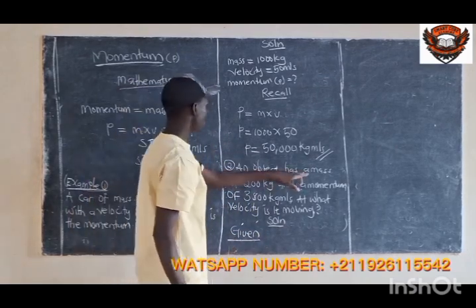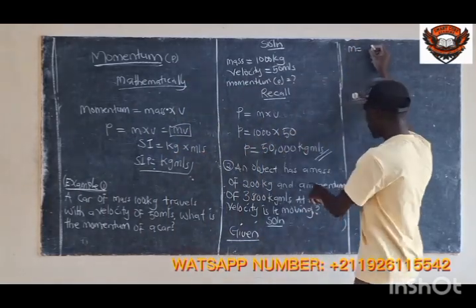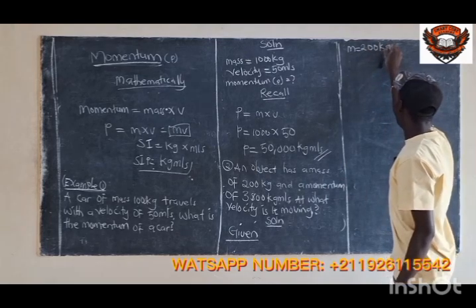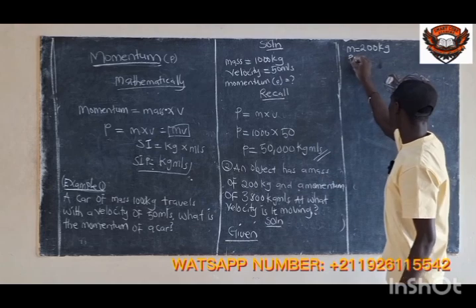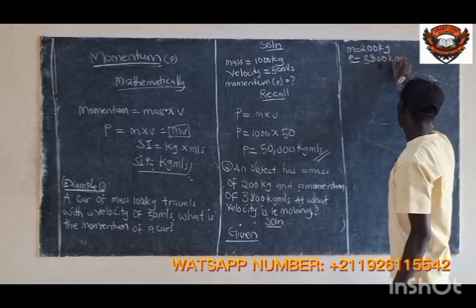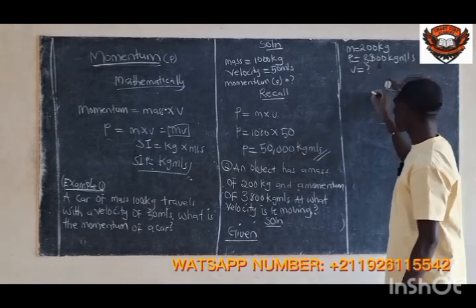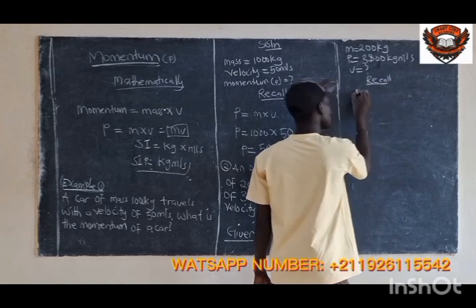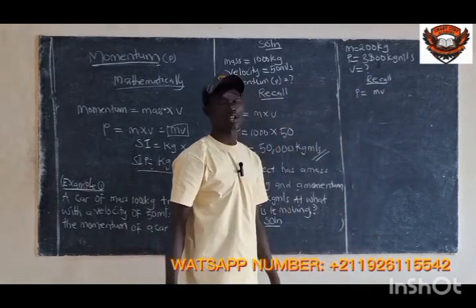Given, an object has a mass, we are given our mass as 200 kilograms and a momentum, we are given also the momentum as 3,800 kilogram meters per second. Velocity is equal to question mark. Let's recall our formula. We say that momentum is equal to mass times velocity.